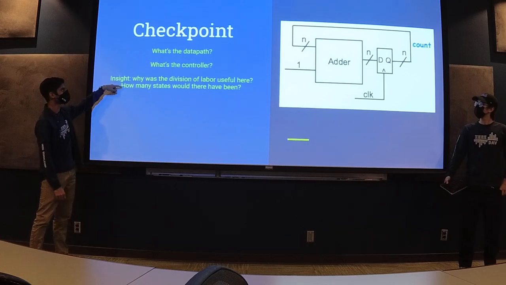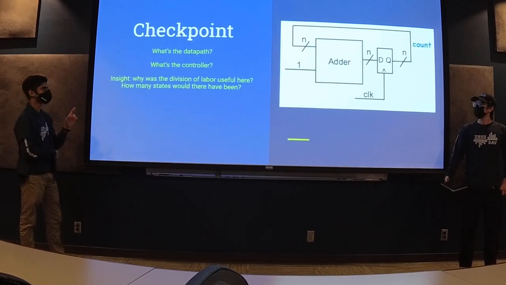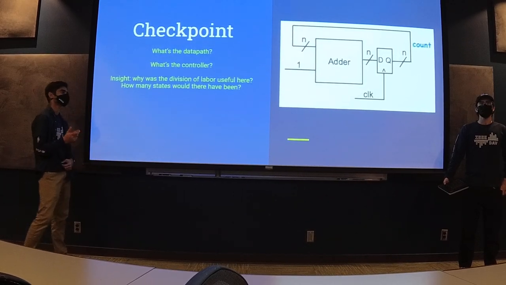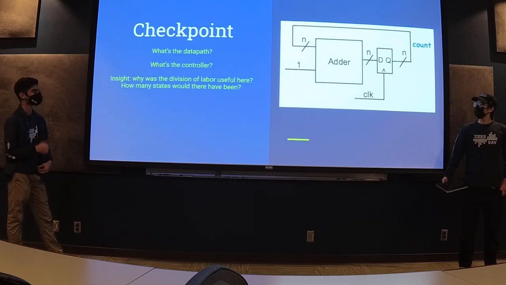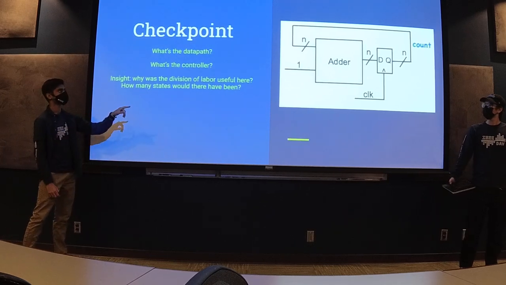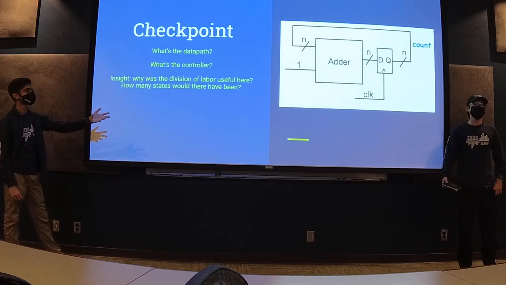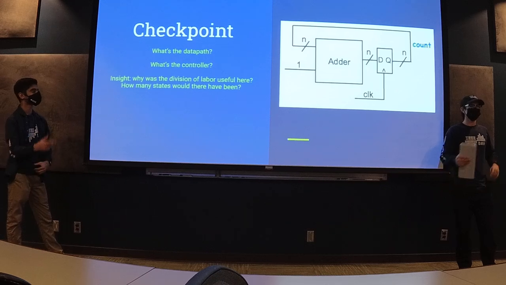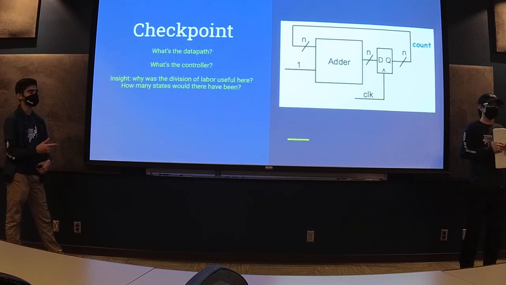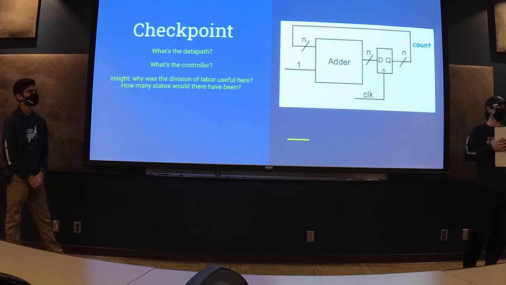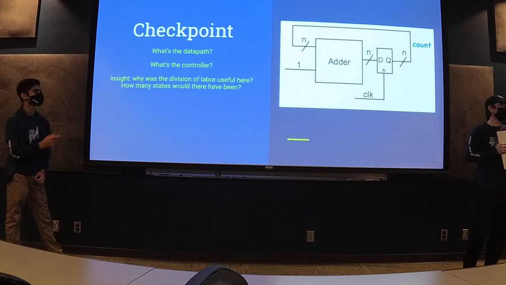We'll skip the division of labor part, but this is one place where using a state machine would be kind of pointless, because state machines are useful, but sometimes you can have way too many states. So in this case, if we did this as a state machine, how many states would we have? Like an adder, that's a state machine. So every count would have to be a new output at a new state. That would be the correct answer.